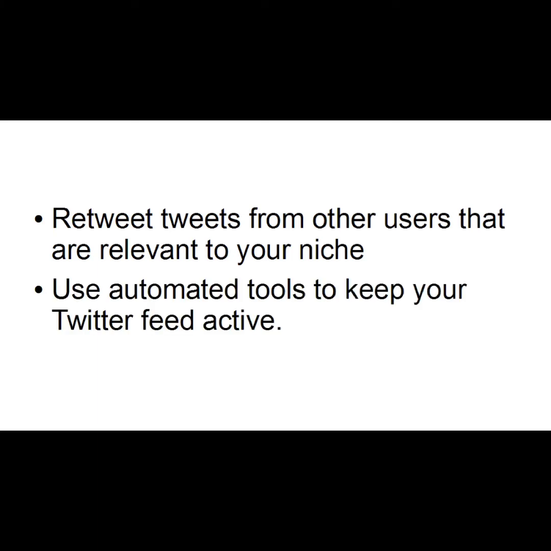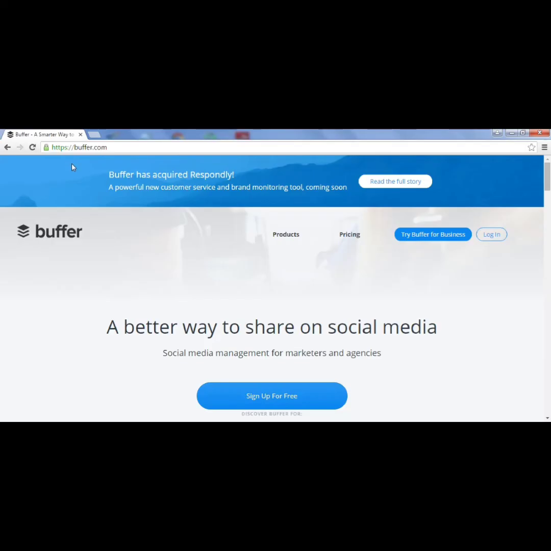Something else that you can do is to use automated tools to keep your Twitter feed active. Now, one way you can really save time when you're updating Twitter is to automate it using a service like Buffer. And what Buffer does is it lets you write a whole bunch of tweets in one go. So whenever you have the time, you can sit down and write a whole bunch of tweets ahead of time. And then Buffer will schedule them to be tweeted to your Twitter account at predefined intervals.